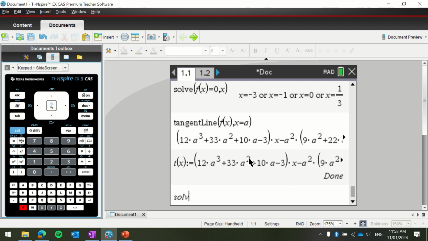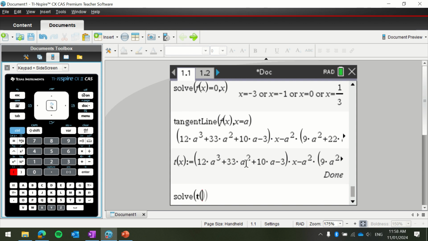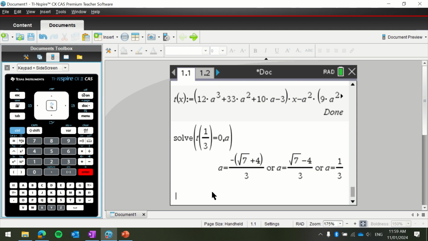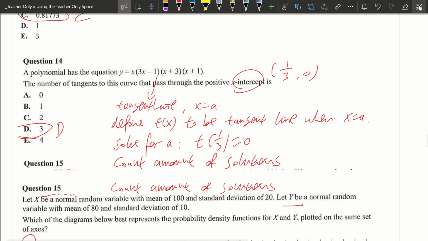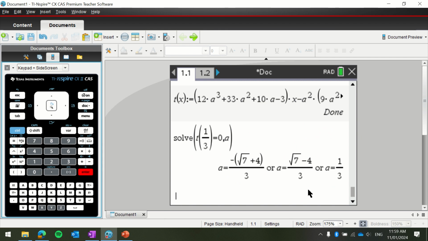And I need this tangent to go through (1/3, 0). The tangent has to go through x is 1/3, y is 0. And I need to find the values of a in the tangent line that make this happen. That's all I'm doing here. And I have found 3 values of a that allow this to happen. So the number of solutions is 3. In the end, I just count the number of solutions for a.